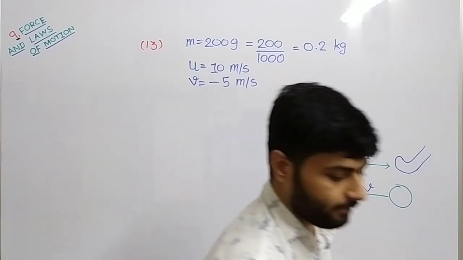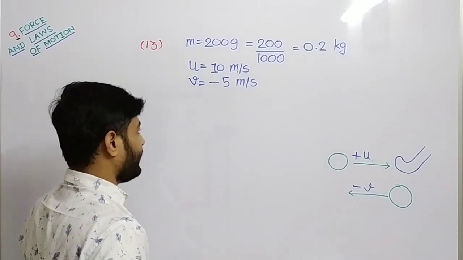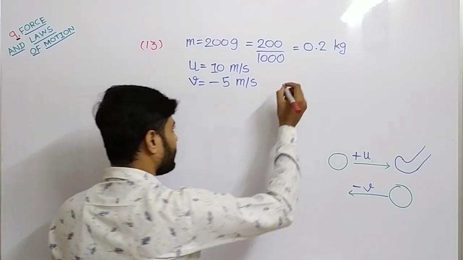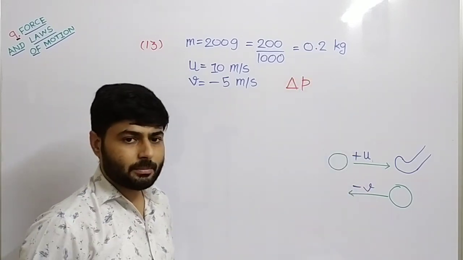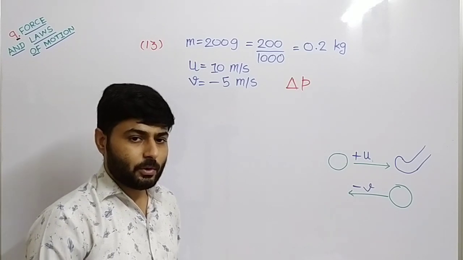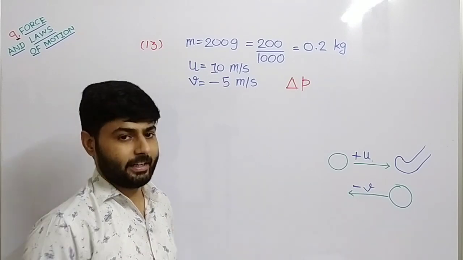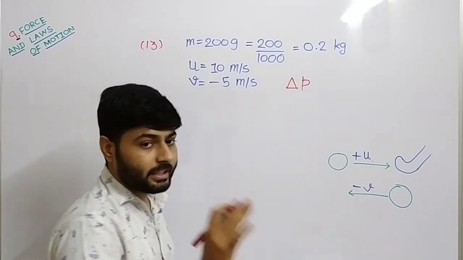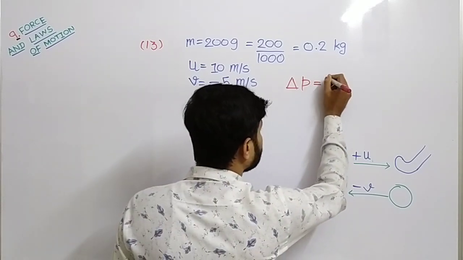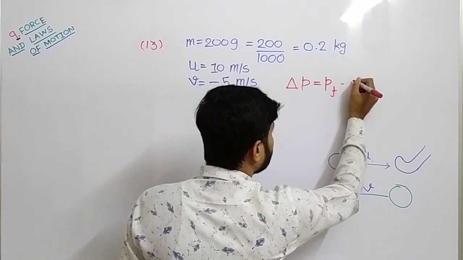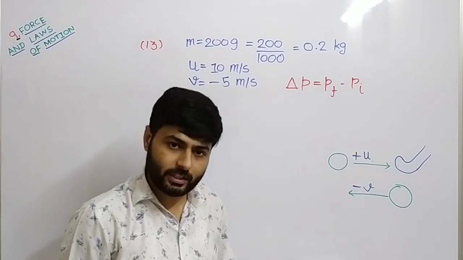We have to find the change in momentum. You know this symbol delta P? Remember this symbol delta P? I told you in the previous lecture, delta is change in any quantity. So this delta P is change in momentum. What is change in momentum? That is final minus initial. What is change? Change is final minus initial.